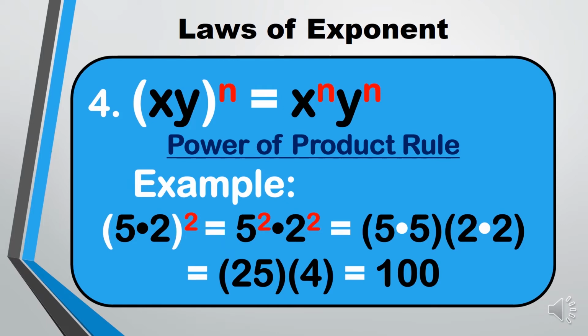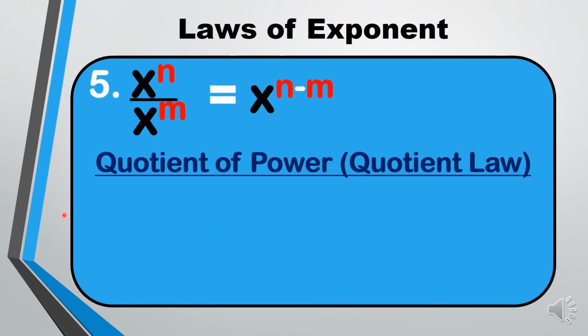Next is the quotient of power. Dahil magkaparehas muli ang ating mga bases, ang gagawin natin ay kokopyahin lang natin ito. At ima-minus natin ang exponent ng ating divisor na x raised to m sa ating dividend na x raised to n. At ito ay magiging x raised to n minus m.